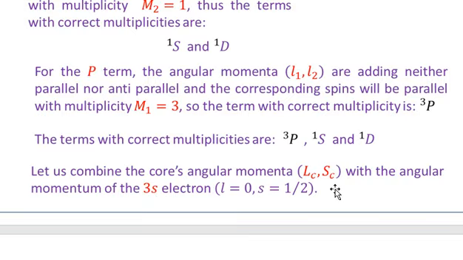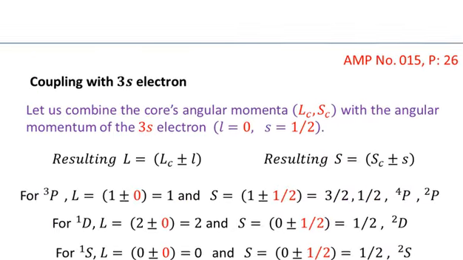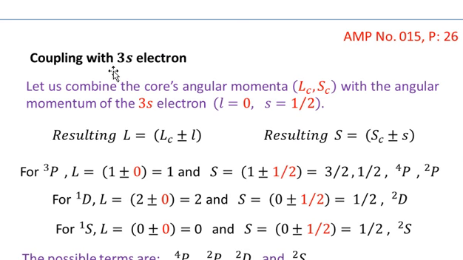So you see that Lc and Sc will now be combined with L and S of the 3s electron, and Lc and Sc will be obtained respectively from the 3P, from the 1S and from the 1D individually, which is explained on the next page. So you see that now we are going to couple the core orbital angular momenta and the spin angular momenta with the 3s electron.